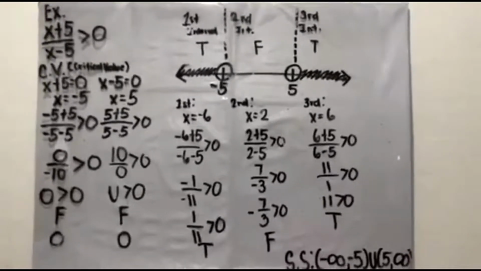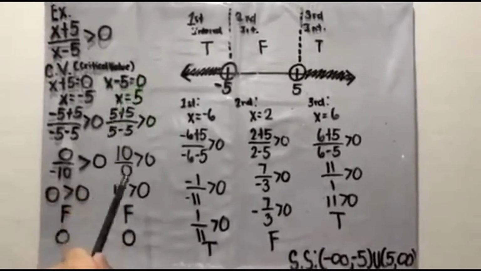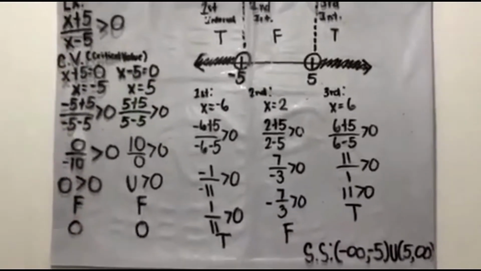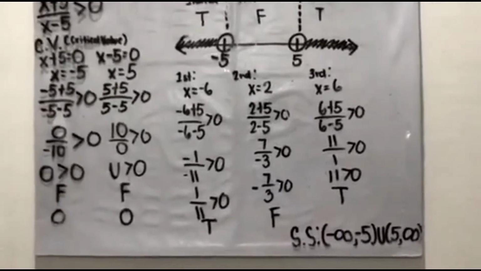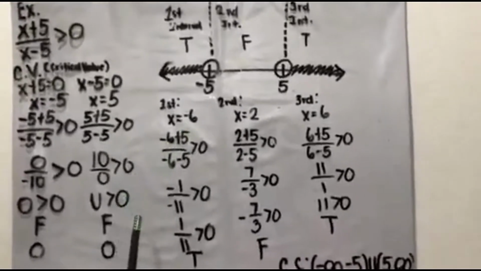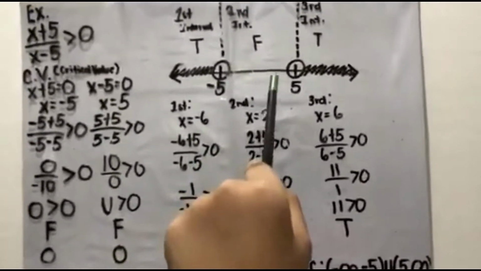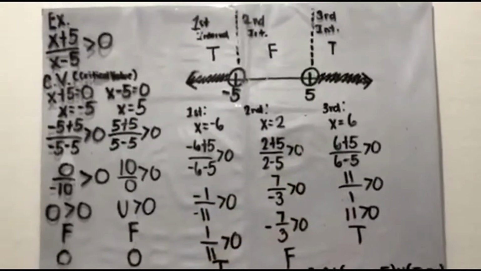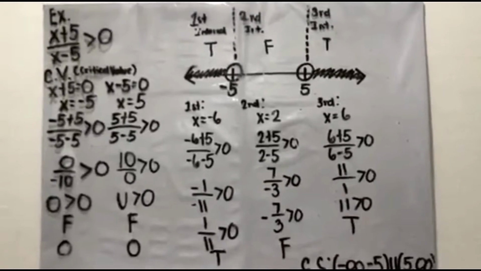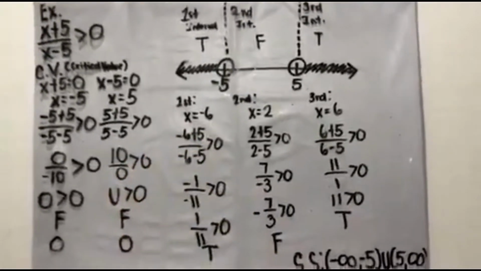Doon naman tayo sa positive 5. 5 plus 5 is equals to 10, while 5 minus 5 is equals to 0. So, dahil nga yung denominator niya is 0, ang sagot niyan is undefined. So, false din yung sagot niyan. Yung ilalagay natin dun sa number line is open circle lang din dahil nga false. Kapag true kasi, ang circle niyan is closed. Bale yung gitna niyan is shaded.